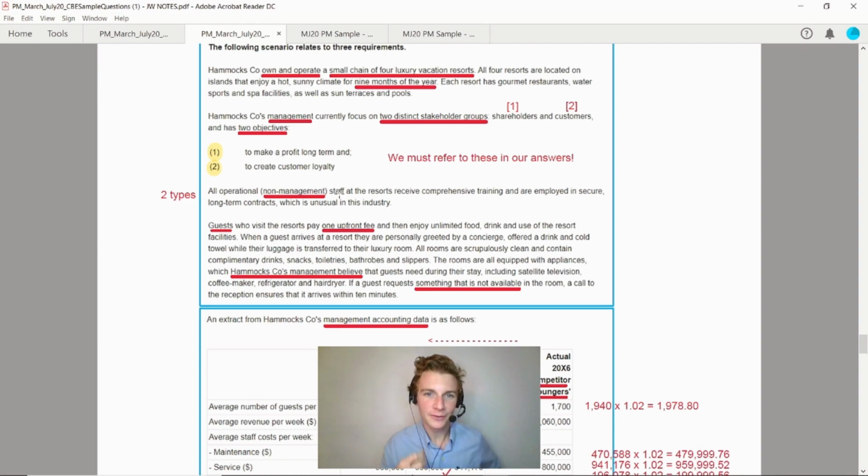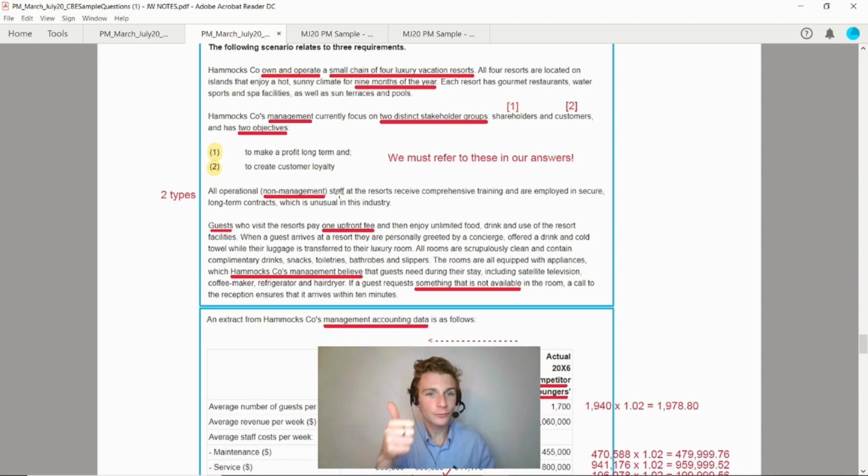Hammett Co's management currently focus on 2 distinct stakeholder groups. So these are people or organizations or users, should I say, that are interested in how the business operates. And we've got the first one down there as shareholders, so the equity holders who want a return, and the customers who actually go to the luxury vacation resorts and spend the money there.